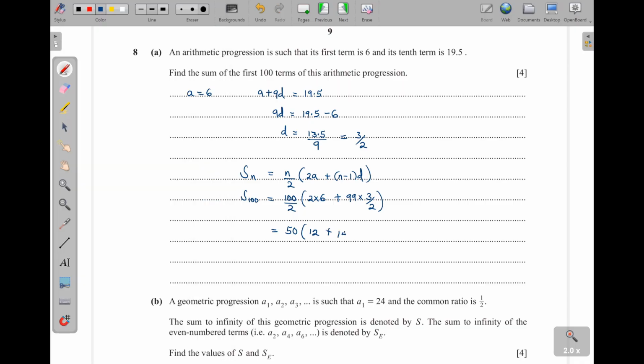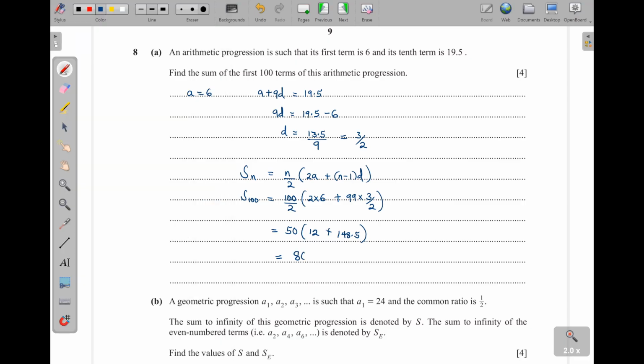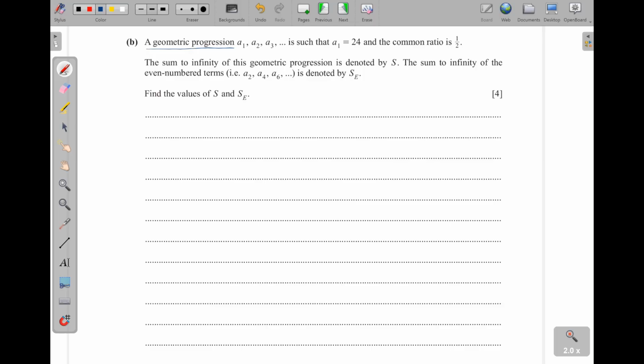148.5. When I add the 12 and then I multiply by 50, what do I get? Plus 12, then times 50. That is 80.25. So the answer here is 80.25. Then part B, a geometric progression A1, A2, A3 is such that A1 is 24. That's the first term.